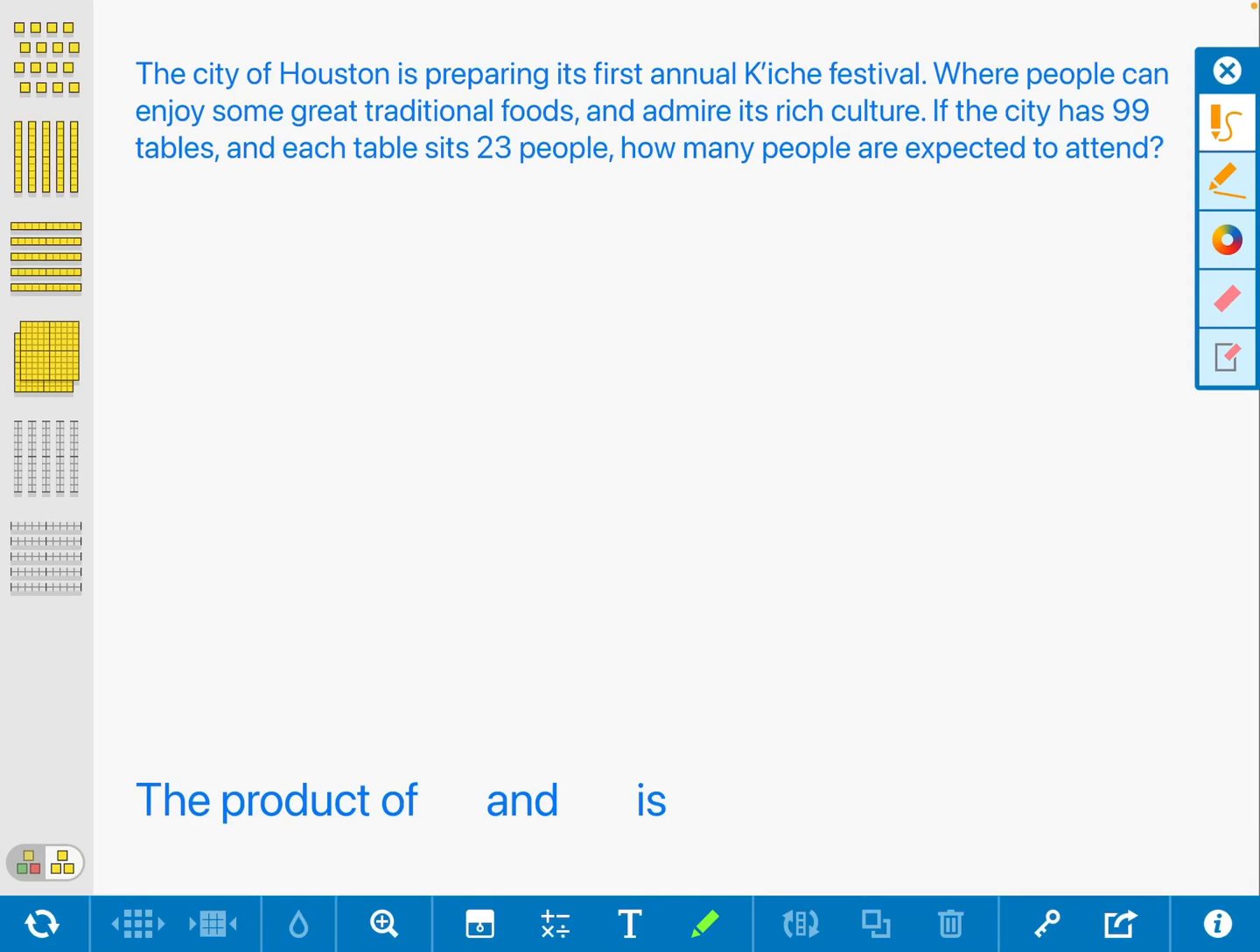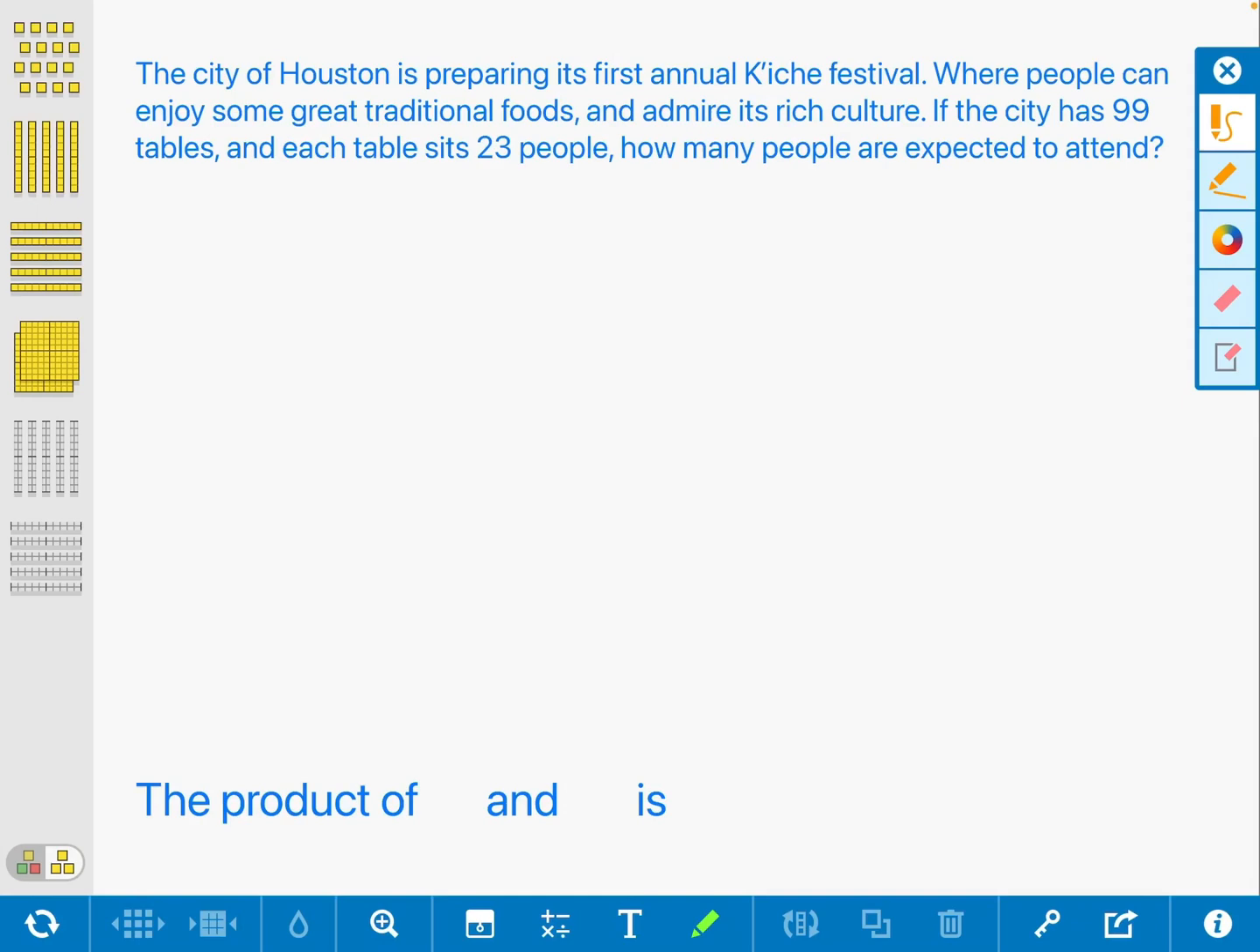So upon looking at the word problem, I see that there is a Quiche festival. For those of you who don't know, Quiche is a widely spoken native language in the country of Guatemala. An interesting fact is that 2.3 million people identify Quiche as their first language. And it's really interesting because that means 7% of Guatemala's population speaks Quiche as a first language.